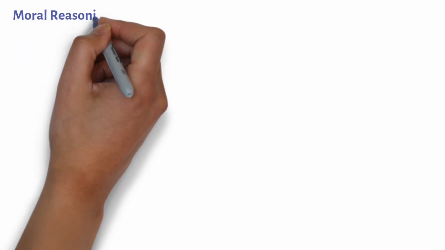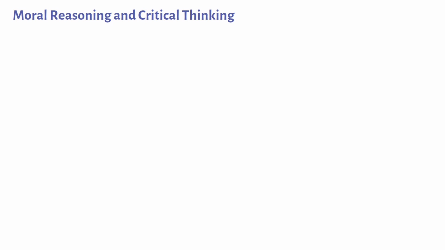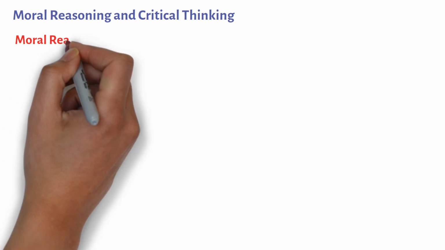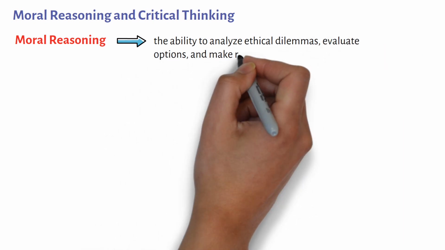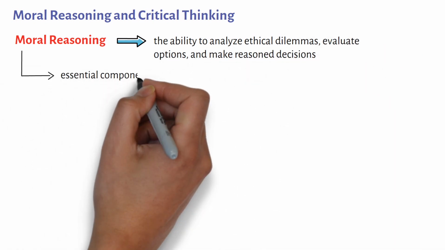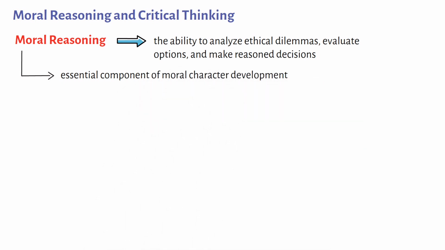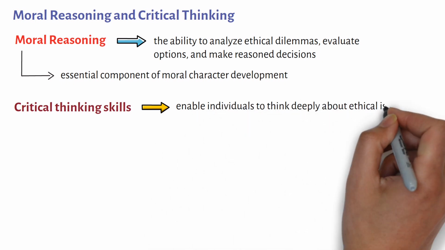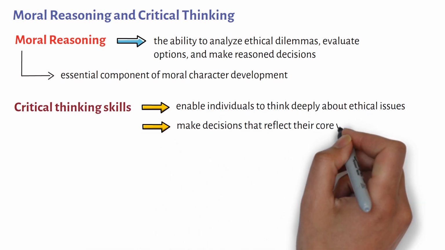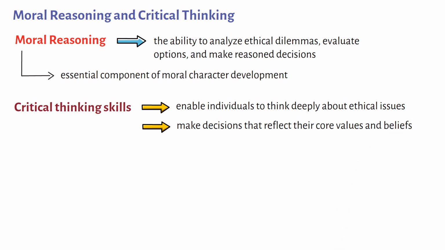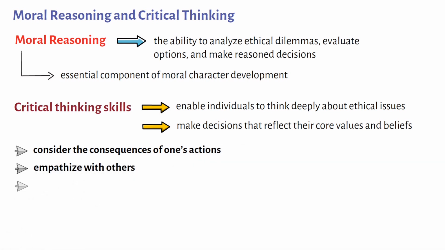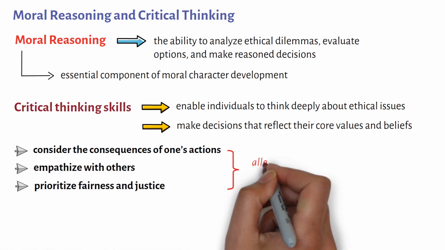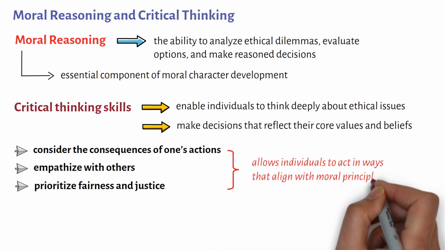Fifth, on moral reasoning and critical thinking. Moral reasoning, that is, the ability to analyze ethical dilemmas, evaluate options, and make reasoned decisions, is an essential component of moral character development. Critical thinking skills enable individuals to think deeply about ethical issues and make decisions that reflect their core values and beliefs. The ability to consider the consequences of one's actions, empathize with others, and prioritize fairness and justice allows individuals to act in ways that align with moral principles.